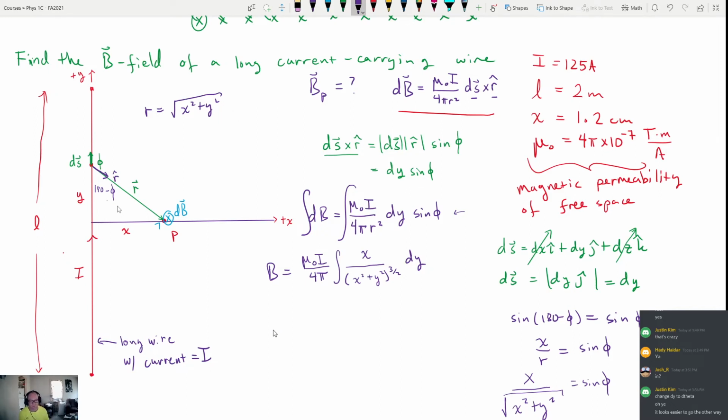We've done this before, and I would like to actually do some problems, so with only 20 minutes left, I'm just going to put the result. So this reduces down to B is equal to mu naught I over 4 pi. Do a trig sub, let y equal x tan theta. You'll get dy is equal to something like secant squared theta d theta. Do some things, and we're going to be going from negative L over 2 to positive L over 2, right?